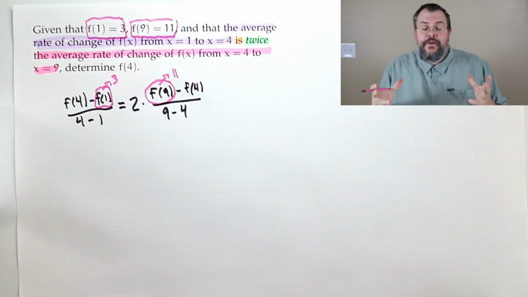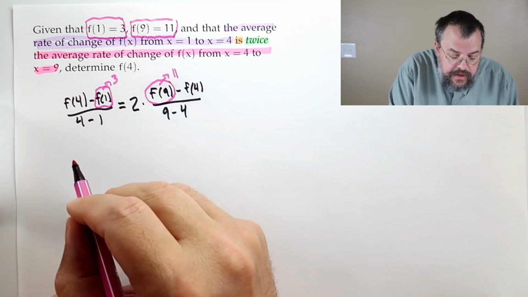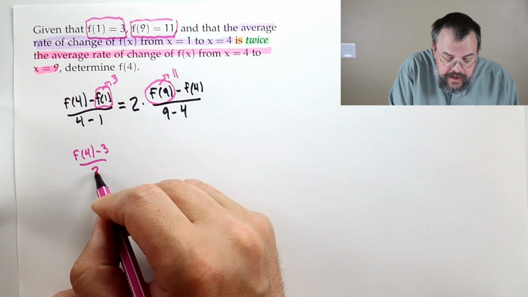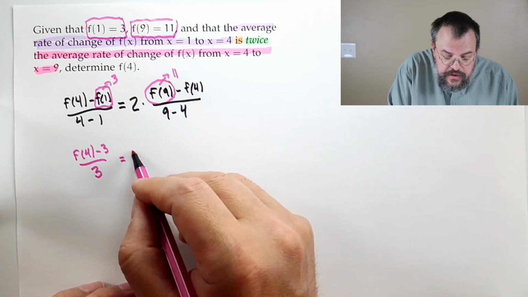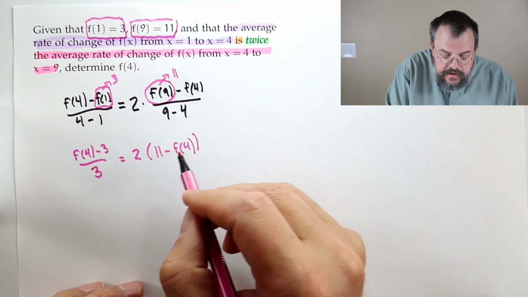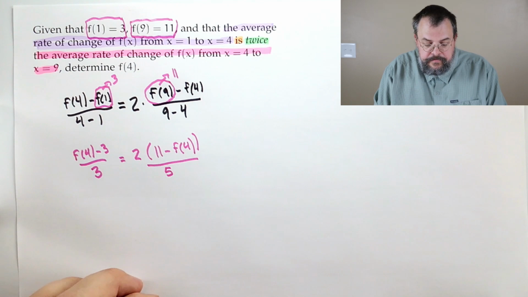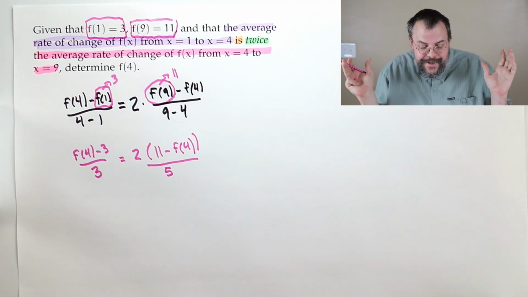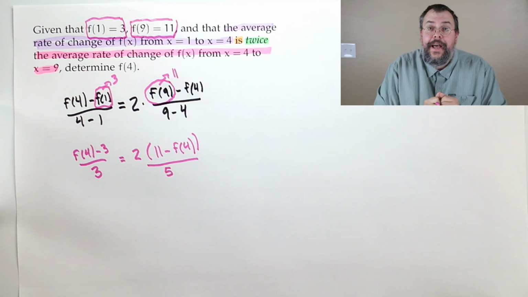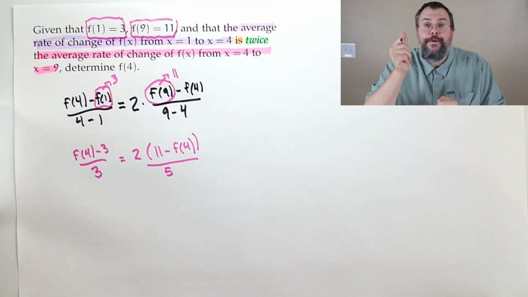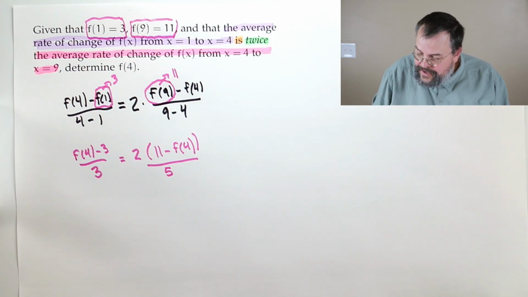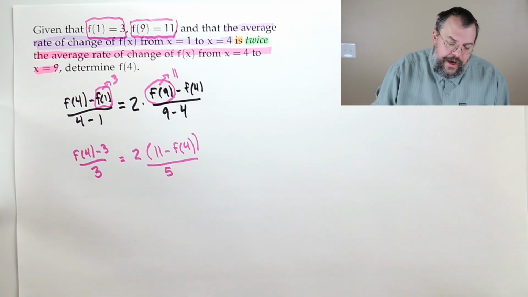All right, well, cool. So let's clean this up a little bit. So what do we now have? f of 4 minus 3 divided by 3 is equal to 2 times 11 minus f of 4, divided by 5. Aha! Cool. Now, notice what do we have? We have one equation. And how many things do we need to figure out? One thing. That's the right number of equations and things to figure out. In fact, it's a perfect number. So, how do we finish?